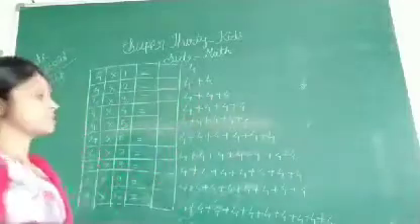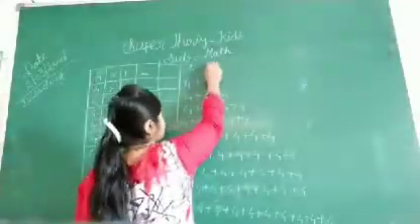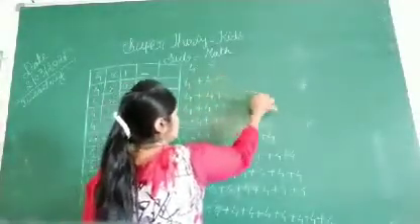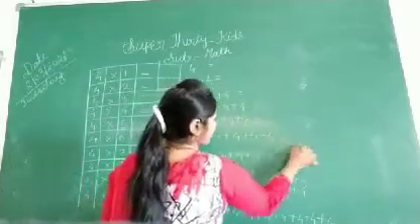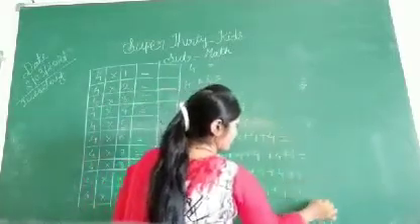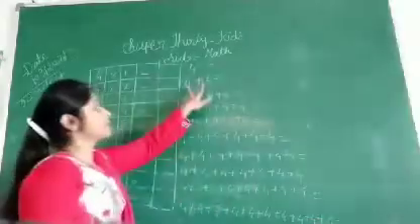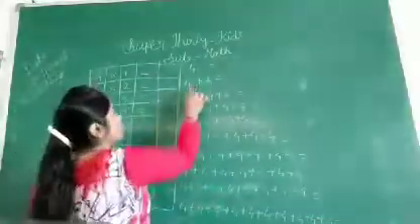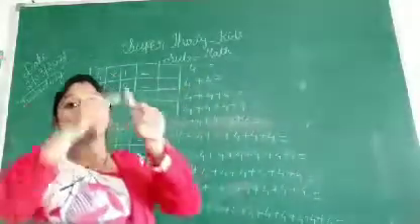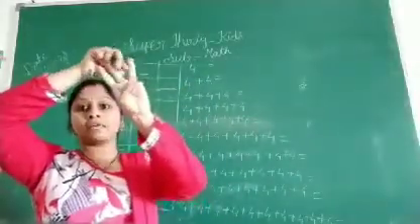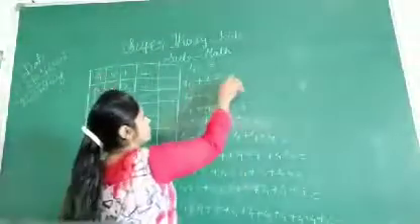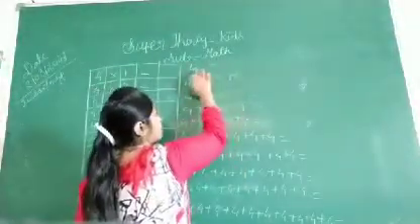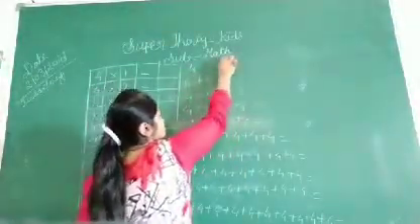Now we will add all the numbers. We do additions. First there is 4. How many is the answer? 4 plus 4 is 8. There is only one 4. So we write here 4.